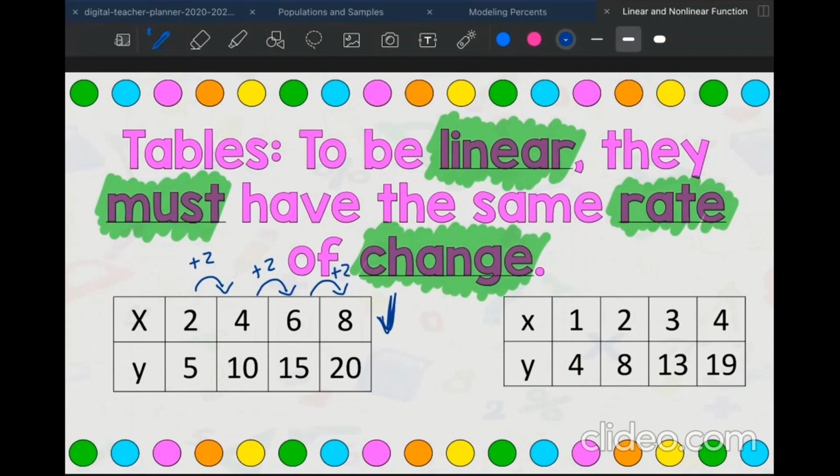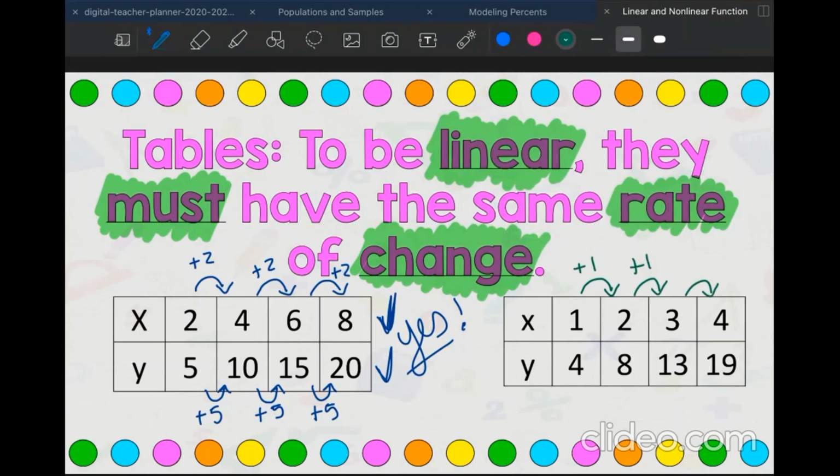What about my y's? How did I get from my first y to my second? I add 5. Okay, how did I get from 10 to 15? How did I get from 15 to 20? So does this have a constant rate of change? Yes. All right, so now let's take a look at my second one. Okay, so how did I get from 1 to 2? How did I get from 2 to 3? How did I get from 3 to 4?